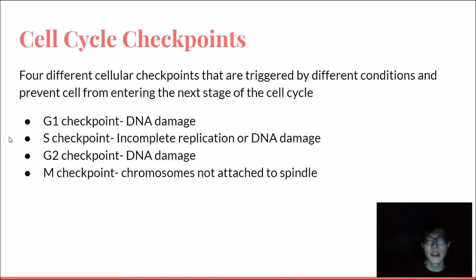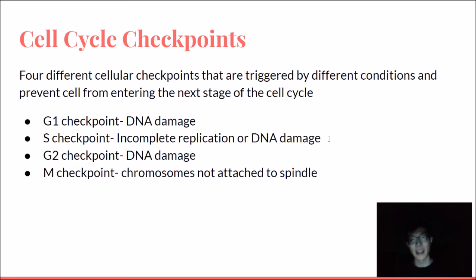Now, in terms of cell cycle checkpoints themselves, we obviously talked about the G1 checkpoint, but there are really sort of 4 different cellular checkpoints that are triggered by different conditions, and it's also meant to basically prevent the cell from entering the next stage of the cell cycle if it isn't really ready for it. So we have the G1 checkpoint, which we discussed, which is really sort of just a DNA damage checkpoint to make sure the DNA which we are about to replicate is not damaged. Very important, obviously. The S checkpoint is basically checking for incomplete replication or DNA damage.